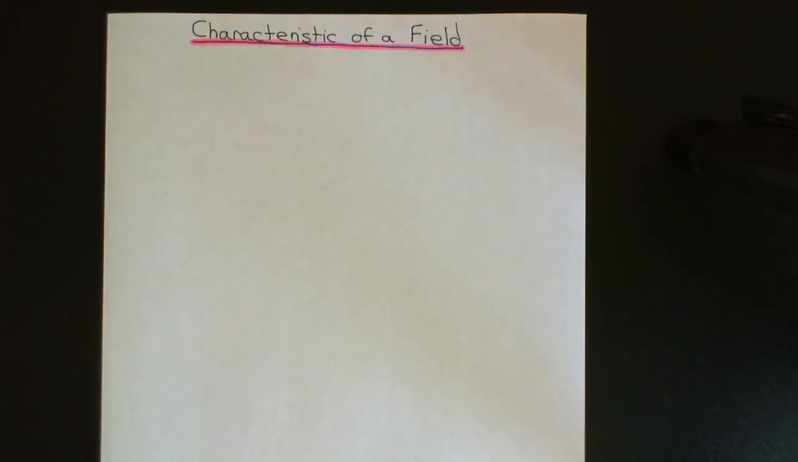Now let's actually turn to the topic of this video. What we want to discuss is what is meant by the characteristic of a field. Then we want to prove an important theorem about the characteristic of a field, namely that the characteristic of a field is always either 0 or a prime number.